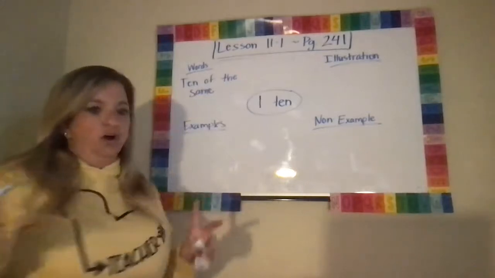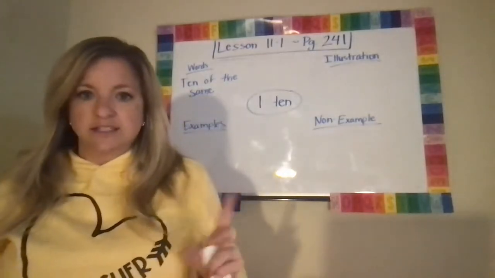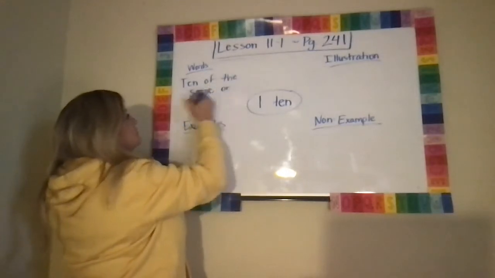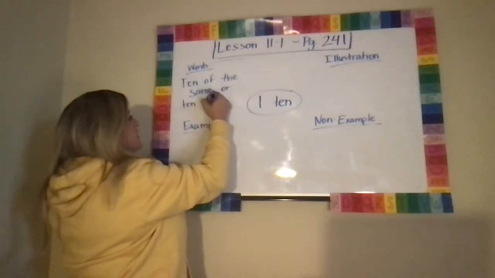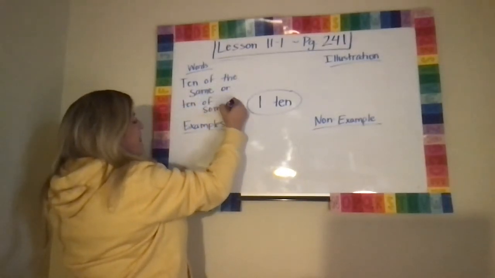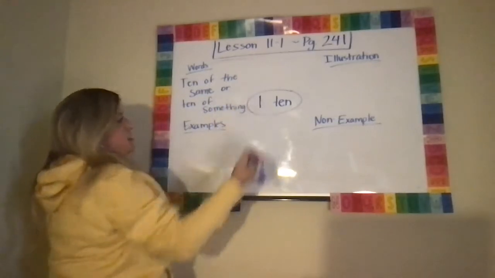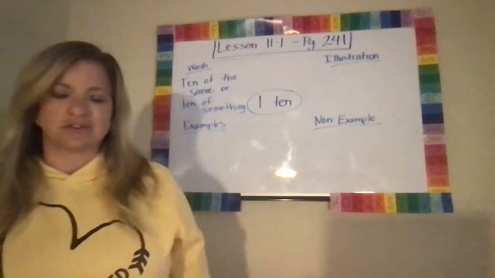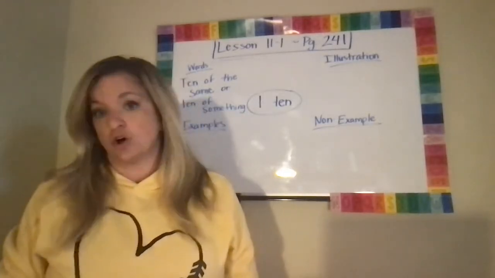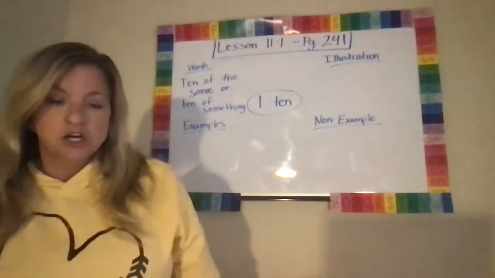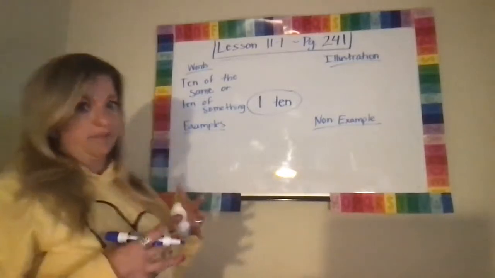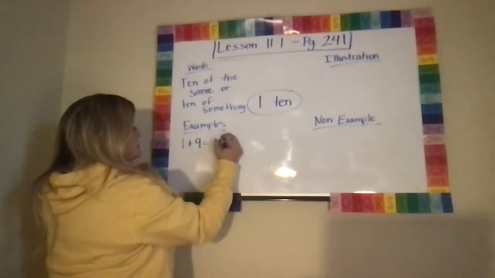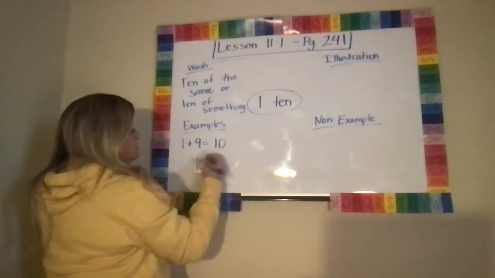So I could have 10 dogs. Okay, it's 10 objects, 10 of the same, or 10 of something. I could have 10 hair bows. Okay, so they could be the same, but also different. My hair bows could all be polka dotted. They could all, well, some be polka dotted and some be striped, but they're all 10 hair bows. Examples could be 1 plus 9 equals 10. An example could just be 10.